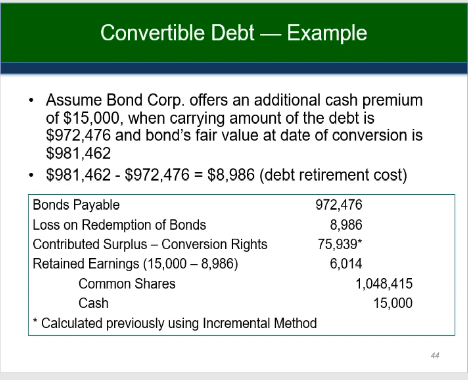So the loss, of course, will be closed to retained earnings as well after this year, but the loss actually shows up on the income statement. The retained earnings reduction is essentially like an unintentional dividend paid out to reduce the bond obligation. So the new amount of the common shares is the balancing figure. It's basically a plug to make all of this balance at 1,048,415.